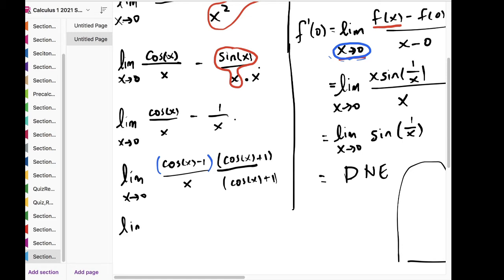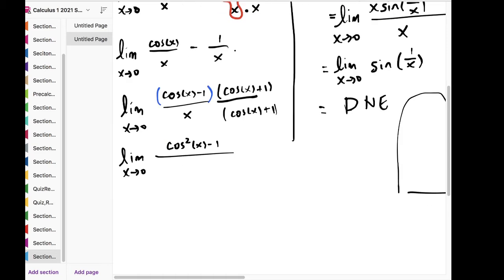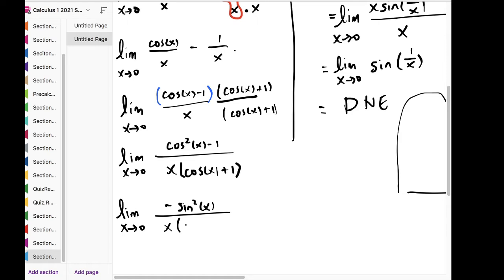And by doing that, what you get in the numerator is cosine squared minus 1. Which is what? What's cosine squared minus 1? Good, it's negative sine squared, right? If 1 minus cosine squared is equal to sine squared, right? If you reverse the subtraction, it's negative.